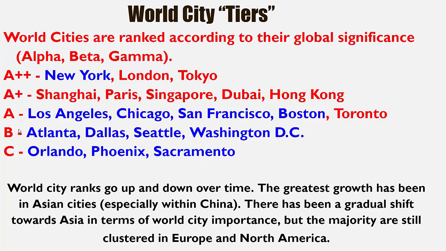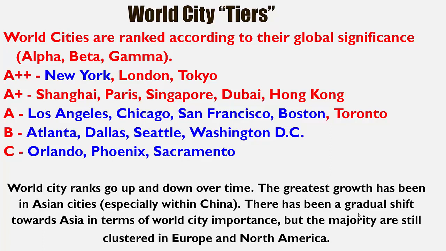Just to be on this list is an incredible achievement, right? Because it basically means you're important in terms of the world's settlements. It does go up and down over time, so cities can be raised or dropped. The greatest growth, like I mentioned, is in Asia, especially China. Hong Kong, we've seen Shanghai as well. Beijing is on there as well. We've seen a gradual shift towards Asia, like I've mentioned, in terms of world city importance, but that's a gradual shift we've seen in economic activity to Asia as well.